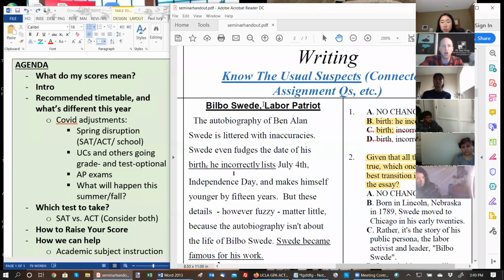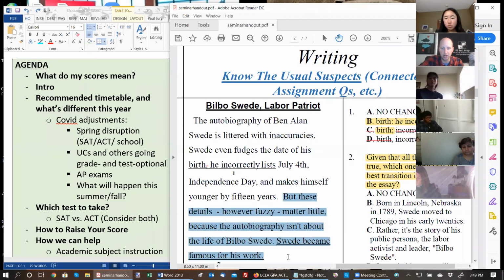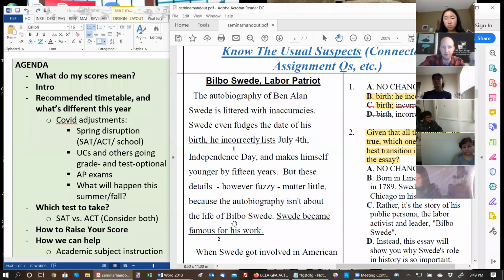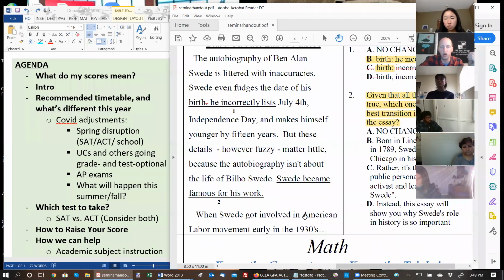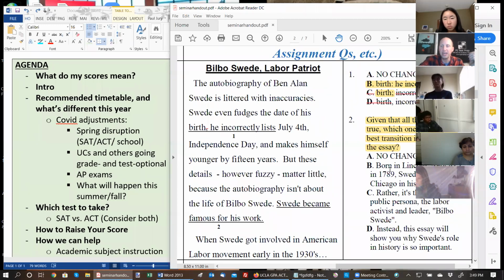So the fact that this was called Bilbo Swede, Labor Patriot, and then it says, however, fuzzy, matter little, because the autobiography isn't about the life of Bilbo Swede. Swede became famous for his work. He got involved in the labor movement. I don't really care that he was born in Nebraska and moved to Chicago. This is called Labor Patriot. Probably I'm going to want to pick an answer more like C that does what they're asking.